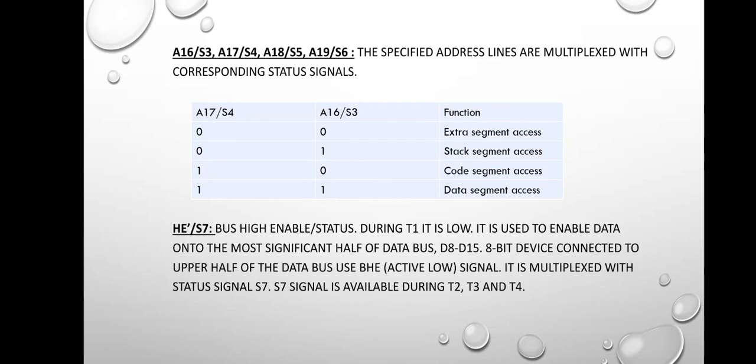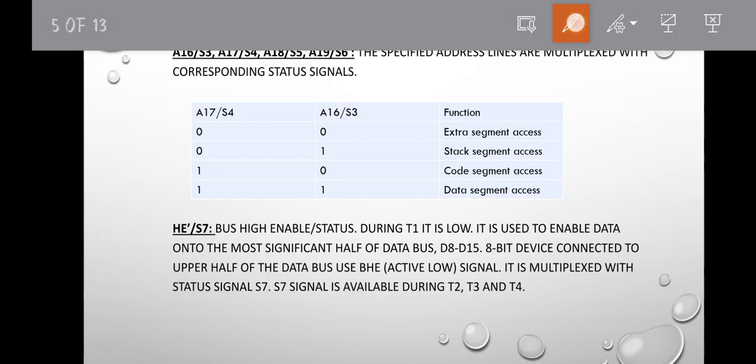If S3, S4 indicates 0, 0, then the function is extra segment access. If it shows 0, 1, it indicates stack segment access. If it shows 1, 0, it indicates code segment access. And if it shows 1, 1, it indicates data segment access, depending upon the S3 and S4 status. This is the function that occurs in the 8086 microprocessor.